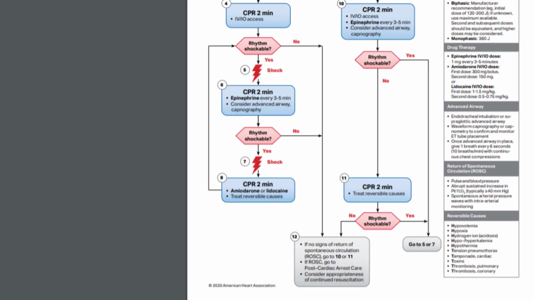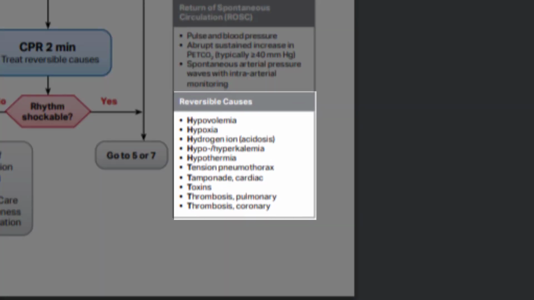Now, if we have not gotten return of spontaneous circulation, we would go down to the very bottom and we would start considering our H's and T's. Now, in the whole process of working this code, we're going to try to rule out these H's and T's anyway, so that we can try to let that help us get our return of spontaneous circulation. So we're going to look at hypovolemia. Well, we should be correcting that anyway because we're probably running fluids in this patient as we're coding them.